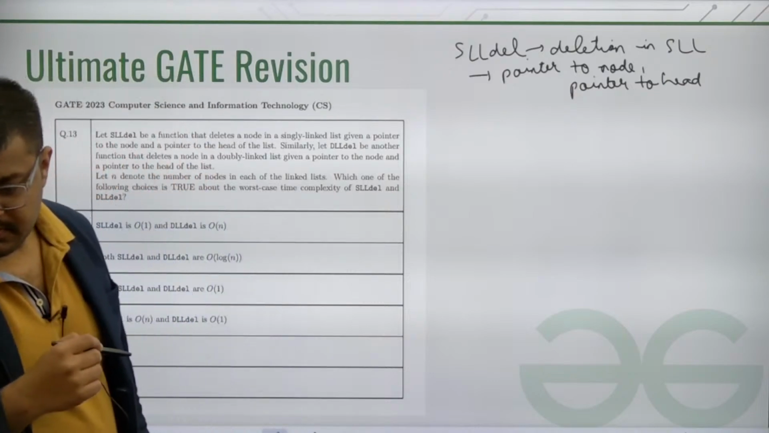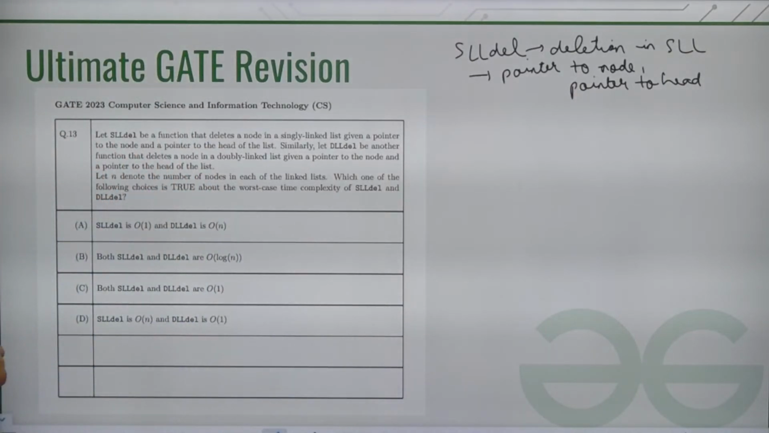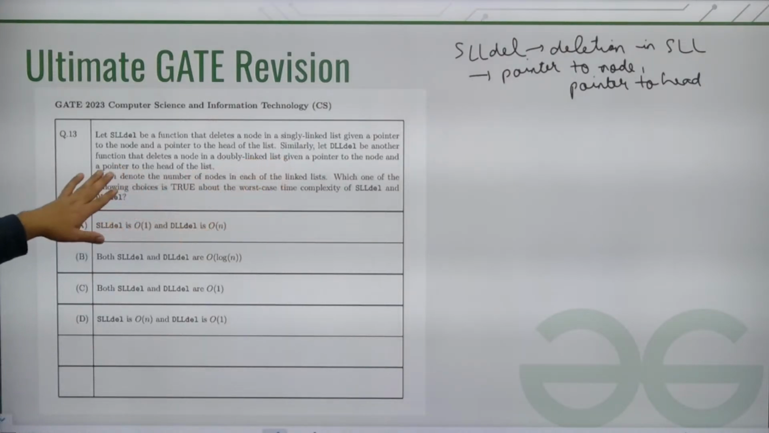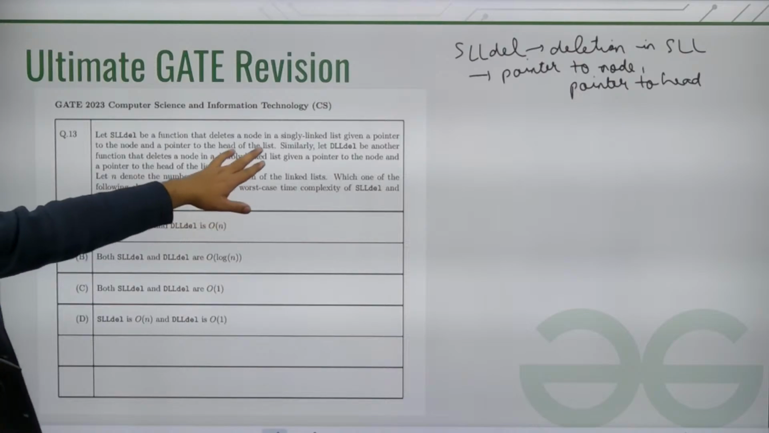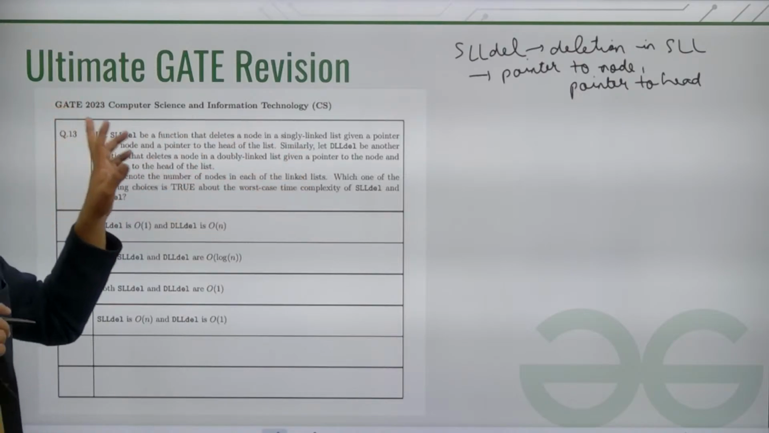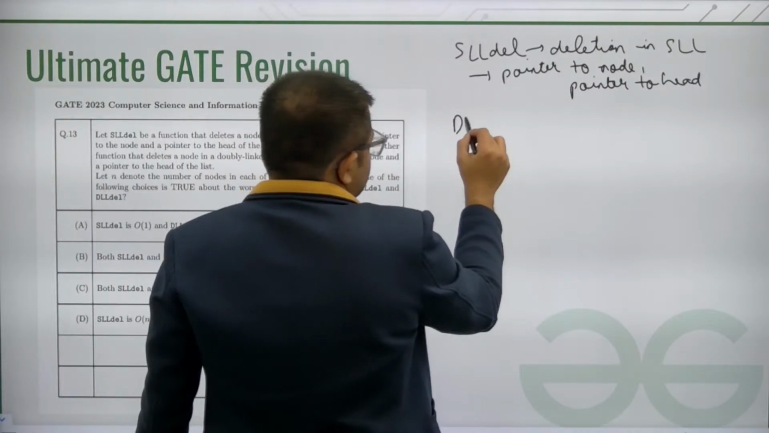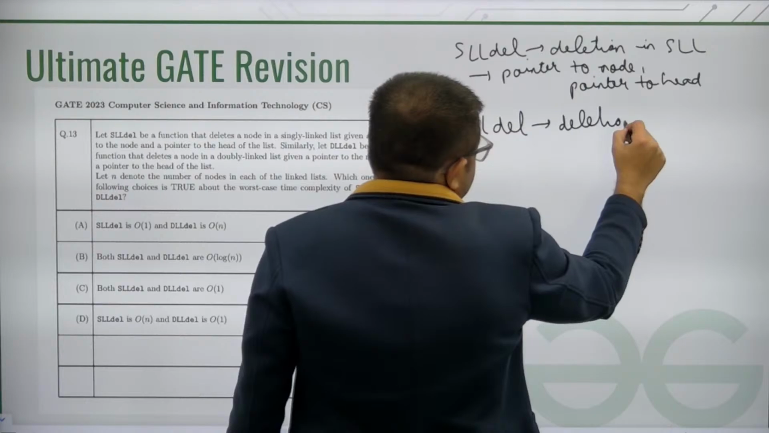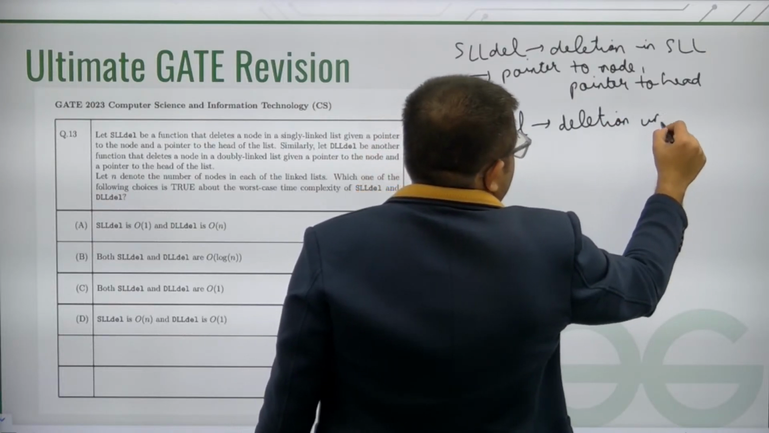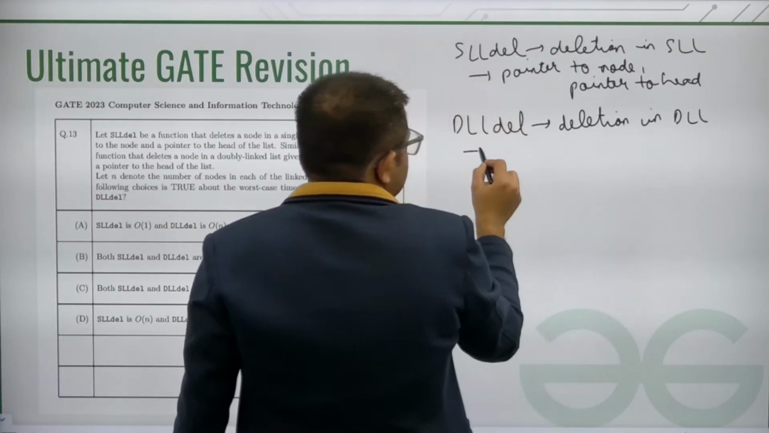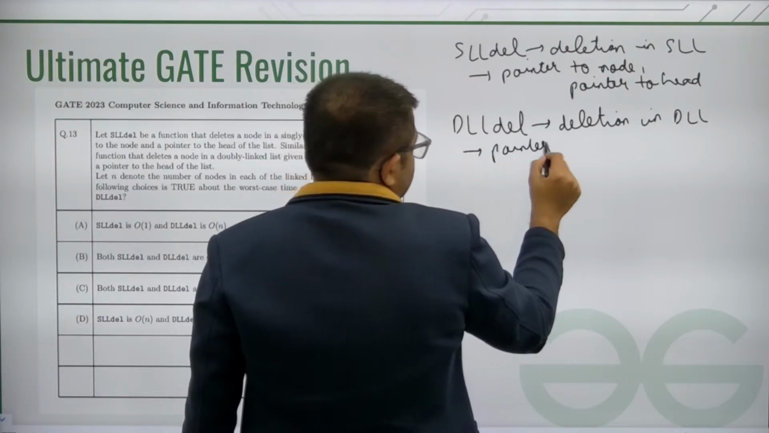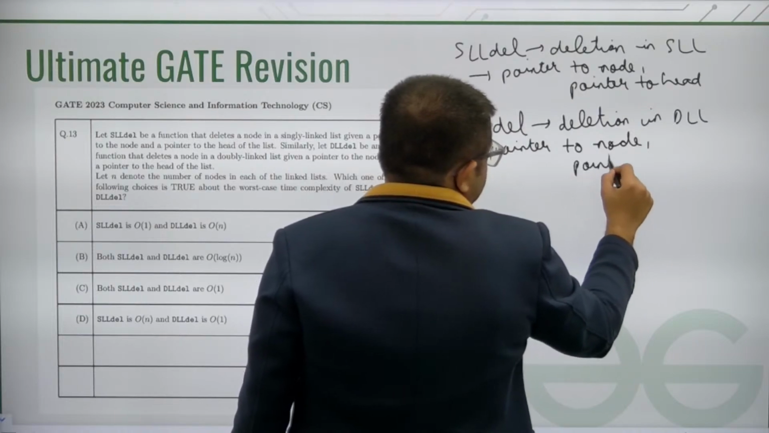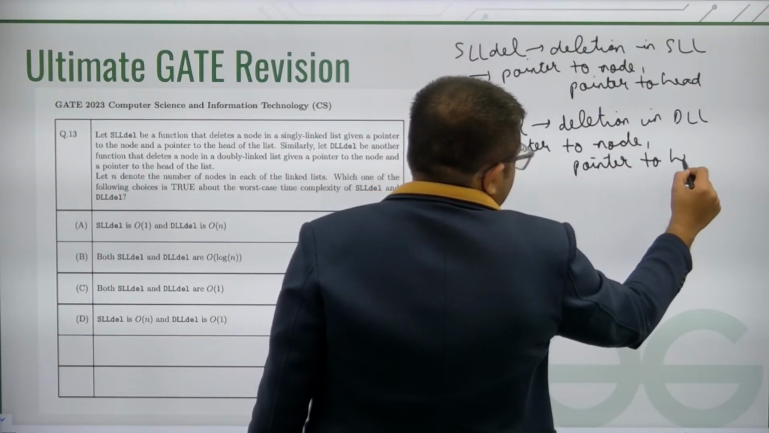Similarly, let DLL be another function that deletes a node in doubly linked list given a pointer to the node and a pointer to the head of the linked list. So there is another function DLL delete which is deletion in doubly linked list, and here also we are given pointer to the node which is to be deleted and pointer to the head of the linked list.